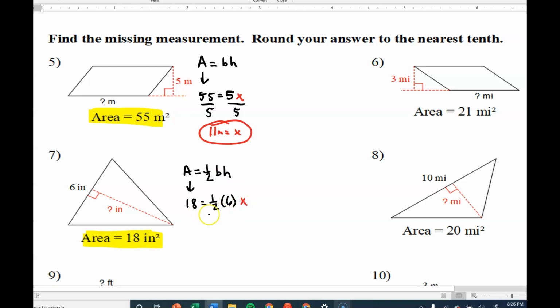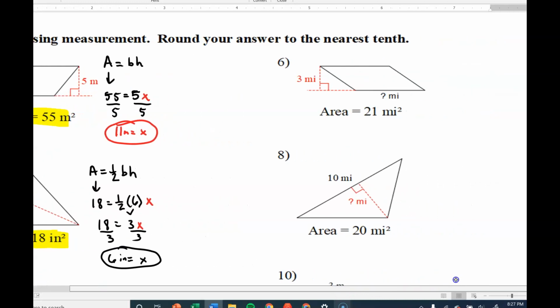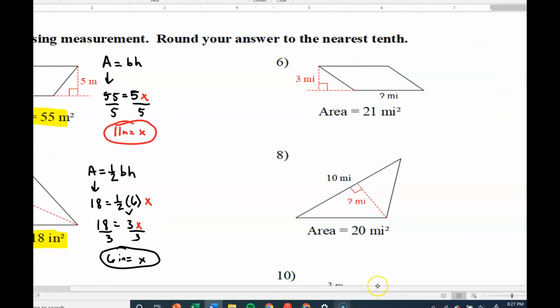So 18 is equal to 1/2 of 6. What is half of 6? 1/2 times 6, or 6 divided by 2, is equal to 3. So you have 18 is equal to 3x, and then you just finish it off by dividing by 3. So in this case, x is equal to 6 inches. That's your height. All right. Number 8 is exactly like number 7. I want you to do number 8 on your own.